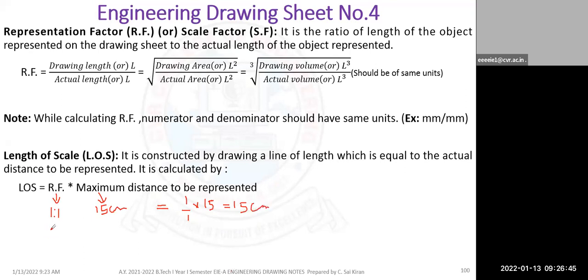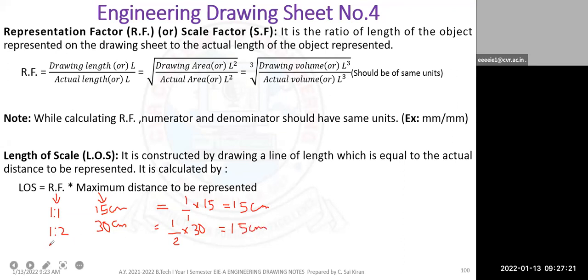Suppose there's a 30 centimeter scale and you want to make the length of scale as 15 centimeters. So what we have to do is reduce. We take the ratio as 1:2, and the maximum distance to be represented is 30 centimeters on the scale. So you calculate 1 by 2 multiplied by 30, because you are reducing, you are making exactly half. So the length of scale you have to calculate. After calculation, the length of scale will be 15 centimeters. Like that you have to calculate.